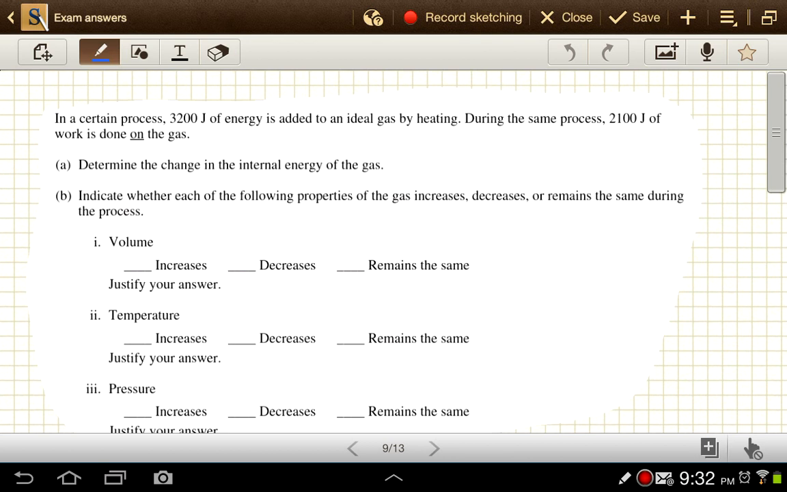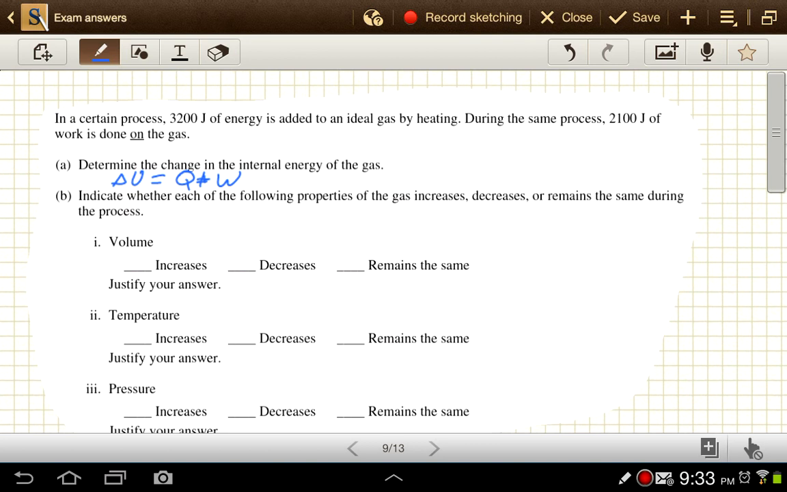So first off, in a certain process, we've got 3,200 joules of energy added by heating, and 2,100 joules of work done on the gas. We're looking for the change in internal energy. Now this one's pretty straightforward. Delta U is equal to Q plus W. The only thing that you have to be careful of is, is Q positive or negative, and is W positive or negative?